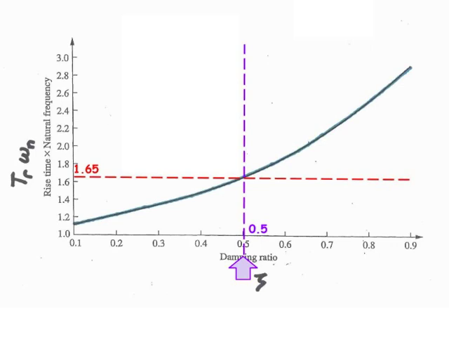From this relation, we can find the rise time. The rise time will be equal to 1.65 divided by the natural frequency, omega n. Since the poles are 10 radians per second away from the origin, we know that omega n is equal to 10. Solving for the rise time, we find the rise time is 0.165 seconds.